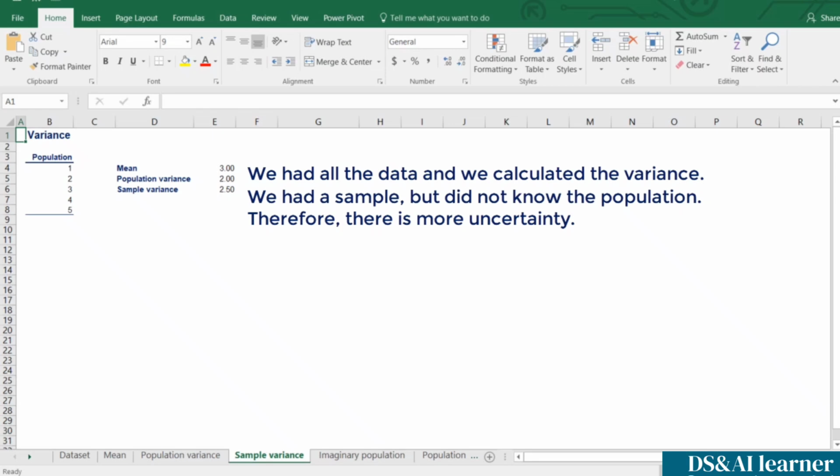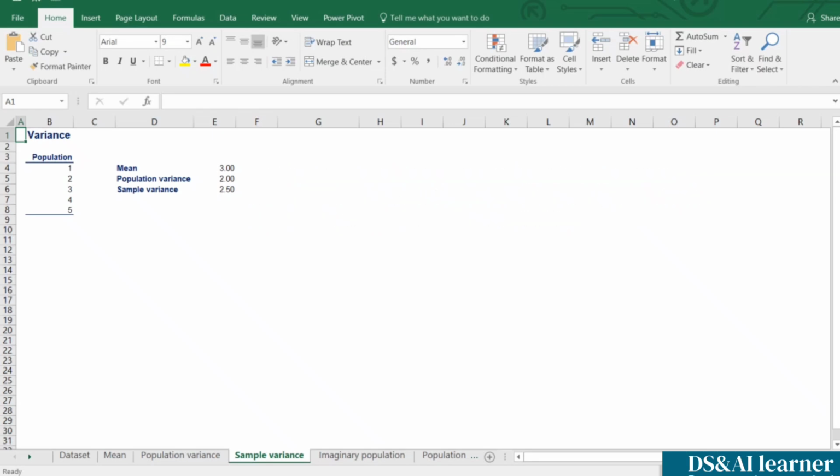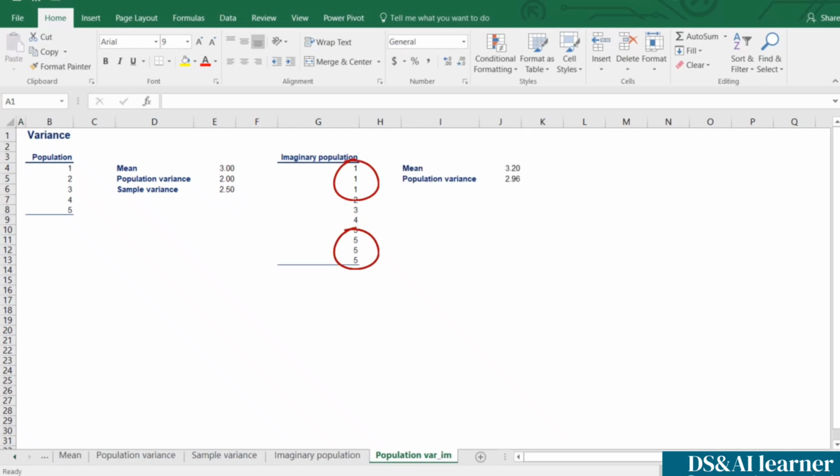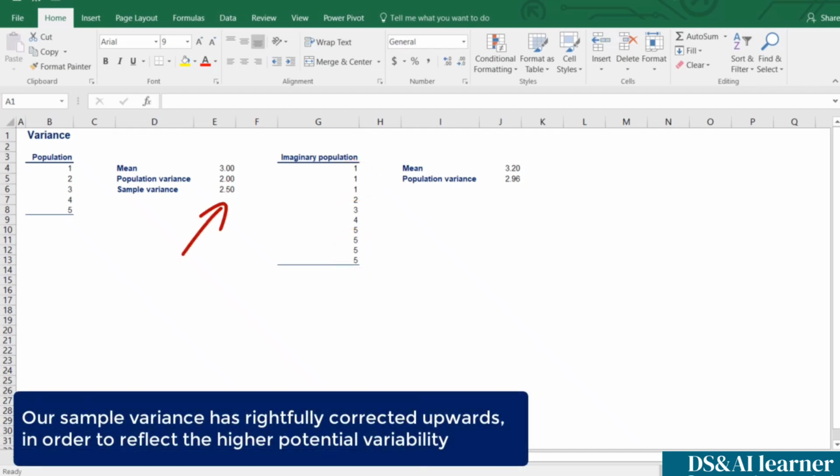bigger population. Imagine the population of this sample were these 10 numbers: 1, 1, 1, 2, 3, 4, 5, 5, 5, and 5. Clearly, the numbers are the same, but there is a concentration around the two extremes of the dataset, 1 and 5. The variance of this population is 2.96. So, our sample variance has rightfully corrected upwards in order to reflect the higher potential variability.